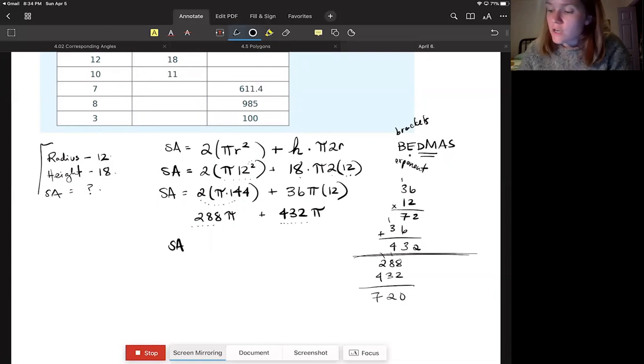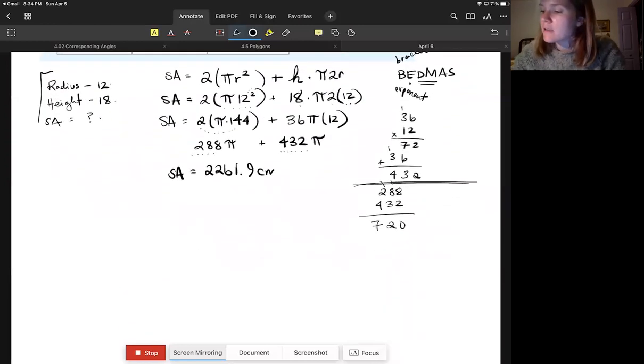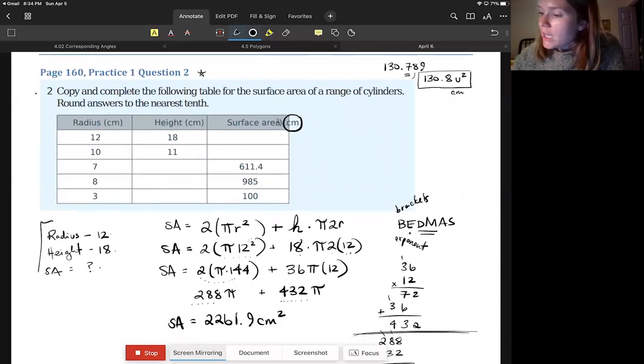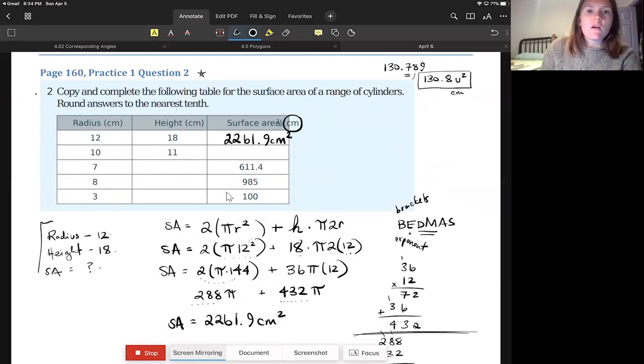And it gives me a surface area for my first cylinder of 2,261.9. Yeah, just asked to the tenth place. And I look back for my measurement and it's centimeters, so I want to say centimeters squared. That is important. So take that and plug it into your chart. Okay, so right now I'm going to stop, just take a quick screenshot.